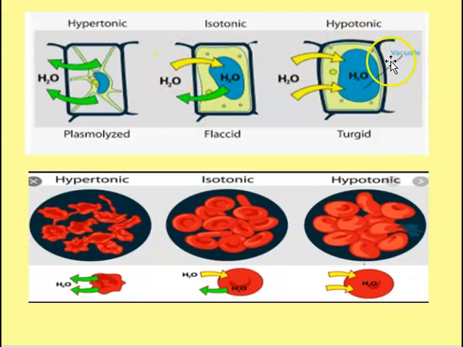Okay, now if a plant cell is put into a hypotonic solution, that means there's more water outside the cell, so water will move in by osmosis and the cell will become turgid. And this is when the cell is full of water and is functioning really well.